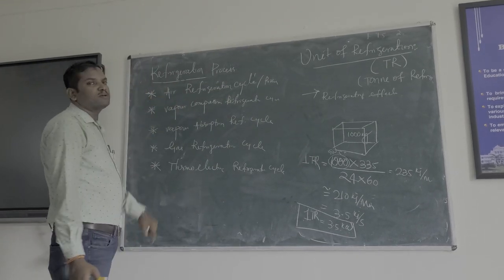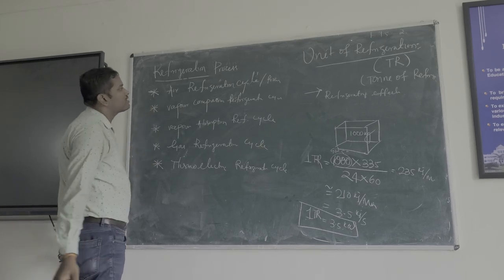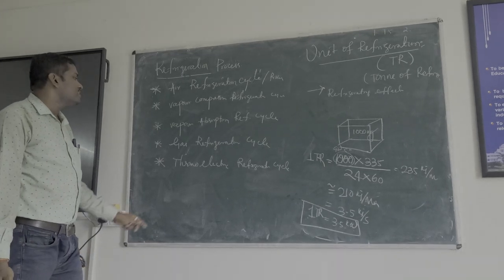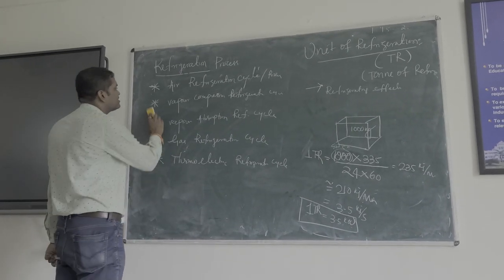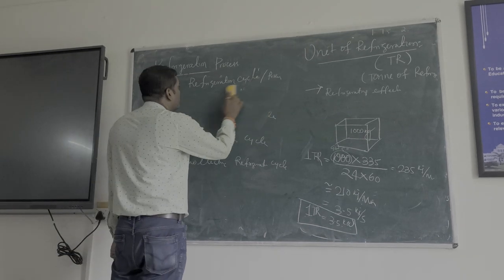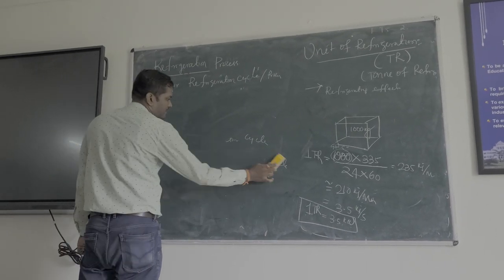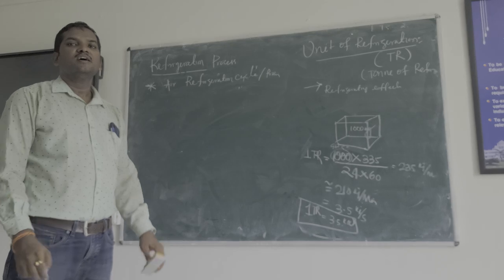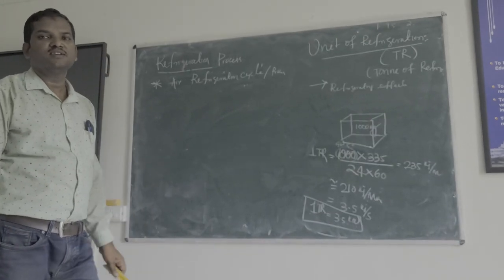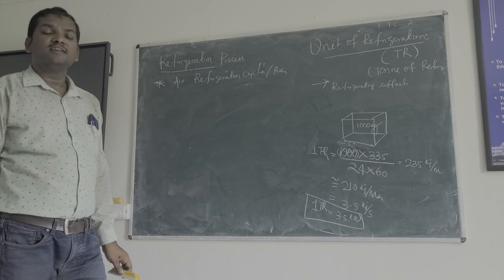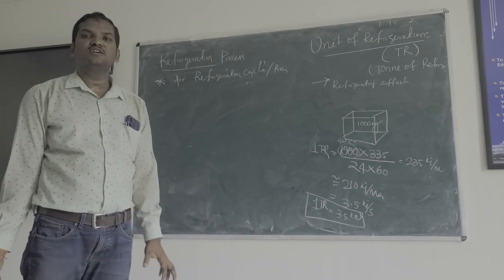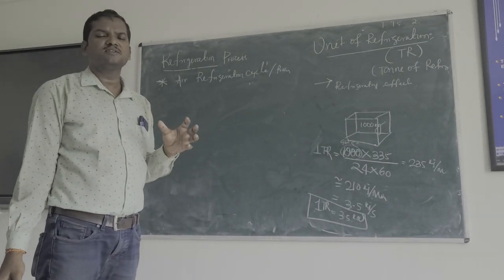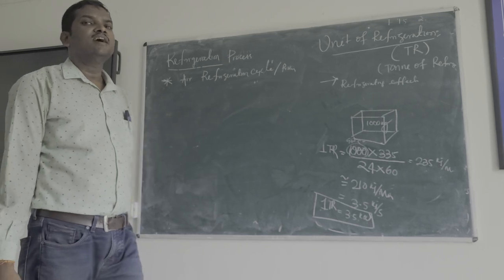So there are various refrigeration processes: air refrigeration cycle, vapor compression refrigeration cycle, vapor absorption refrigeration cycle, gas refrigeration cycle, thermoelectric refrigeration cycle. First of all, what is the air refrigeration cycle? It is the cycle in which air is used as a working substance. In olden days, air was used as a working substance. Its heat carrying capacity is very low and its COP is very low, so it was used in ancient days.